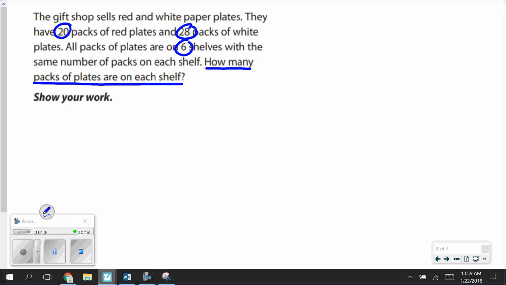All the packs of plates are on 6 shelves. I know that, right? So I need to figure out how much is all the packs of plates. How many are there all together? How would I find out how many packs of plates I have? Take a second and think about that. What do you think? How many packs of plates do I have all together, Ema? What would you do? I have red plates and I have white plates. I want to know how many I have all together.